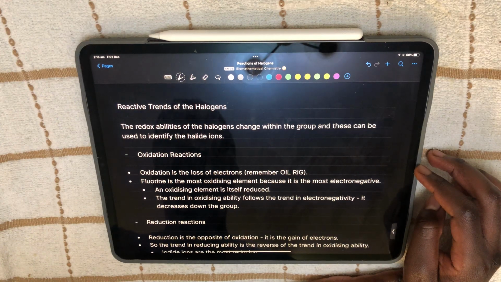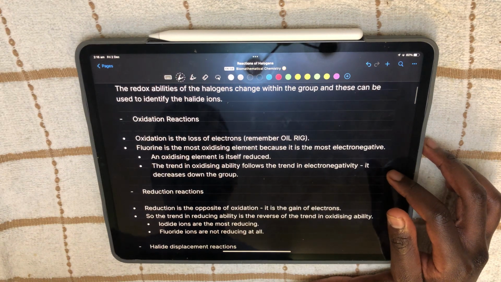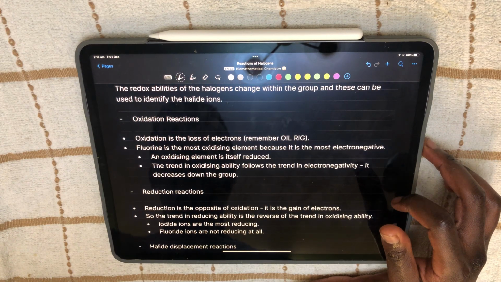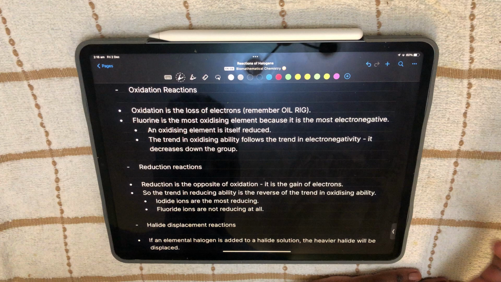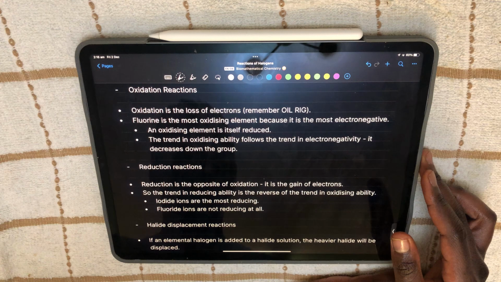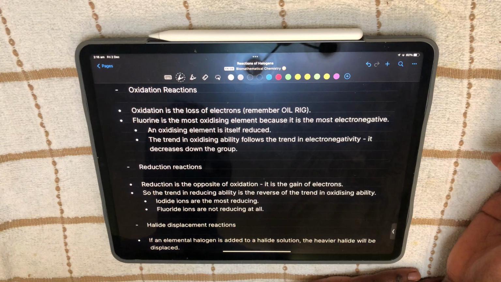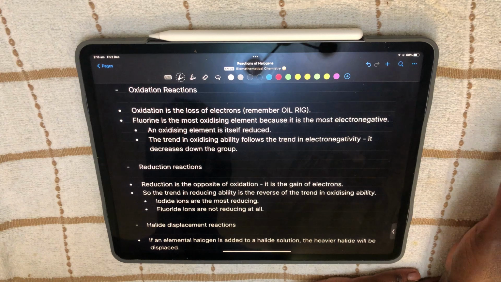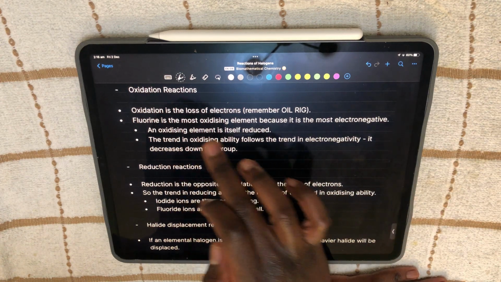Reactive trends of the halogens. So the redox abilities of halogens change within the group, and these can be used to identify halide ions. So the oxidation reaction. Oxidation is the loss of electrons, as you remember from OIL RIG. Fluorine is the most oxidizing element because it's the most electronegative. An oxidizing element is itself being reduced, because fluorine in itself is going to be reduced. If it's a good oxidizing agent, it means it oxidizes other compounds, and in itself is being reduced, because fluorine, as I said before, is the most oxidizing element.